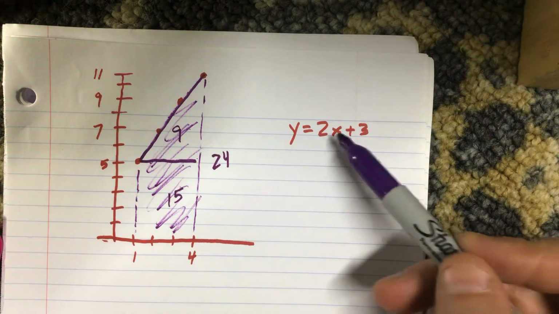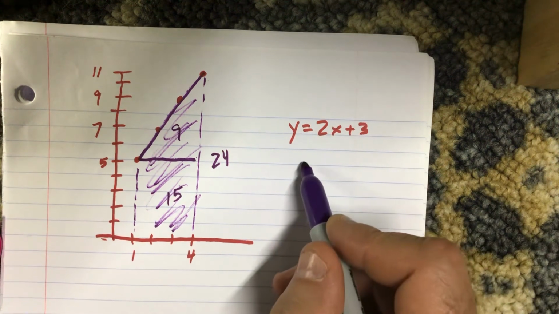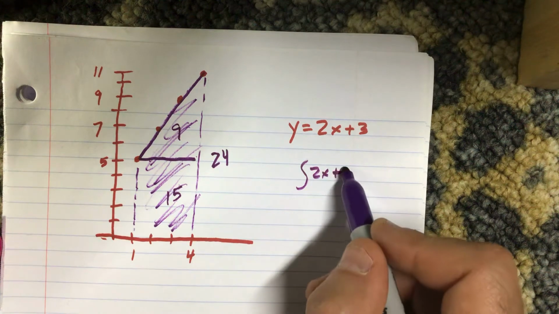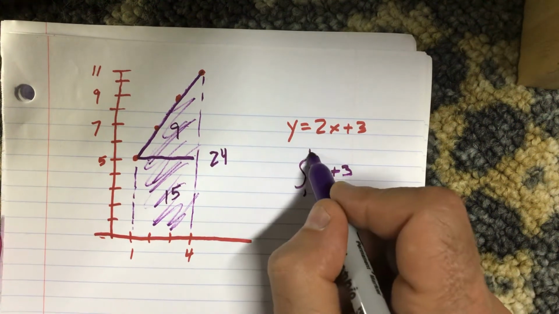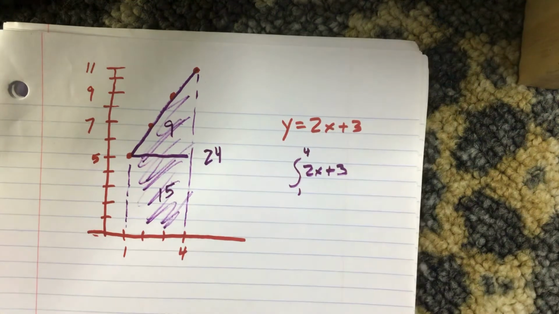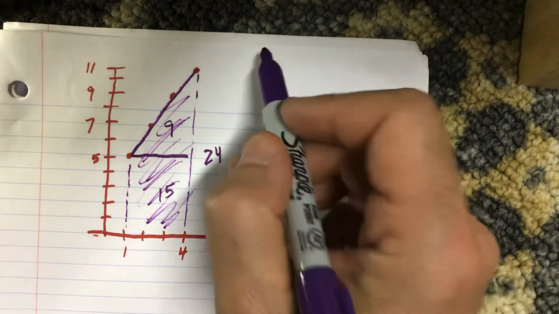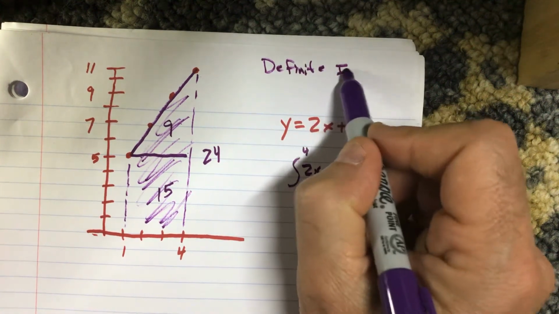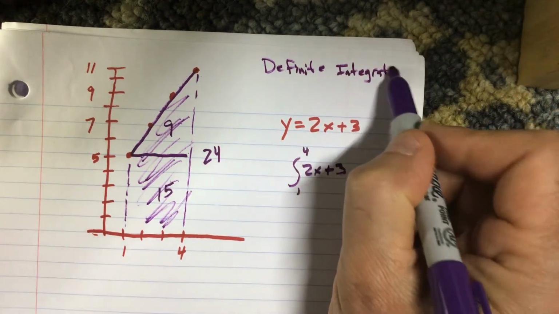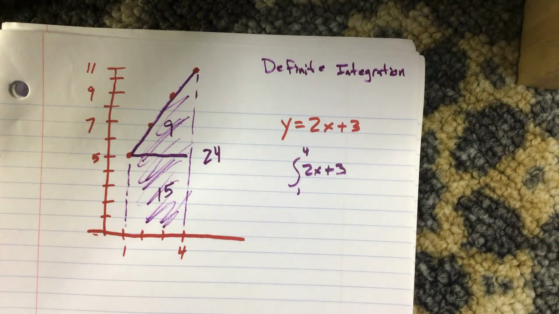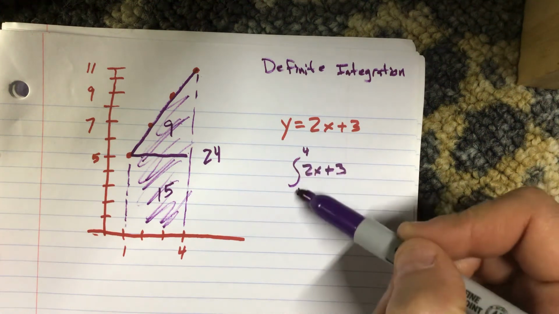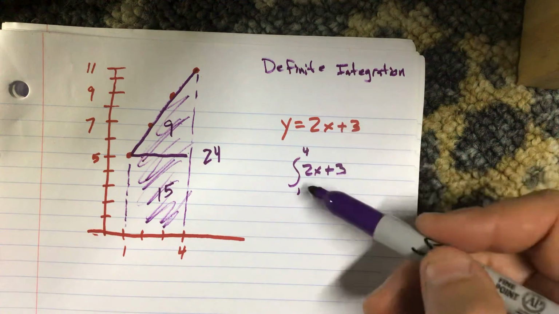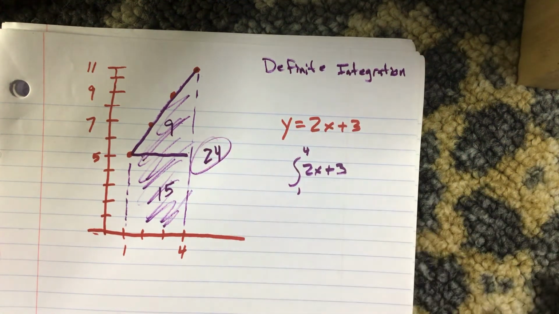So what we're saying is, if we were to integrate this function, if we would take the integral of 2x plus 3 from 1 to 4, this is called definite integration, as opposed to what we were doing previously, which was indefinite, meaning when you took the integral of a function, you got another function. In this case, because you're going to be plugging in actual numbers, when you take the definite integral, you're going to get an actual numerical value, which in this case will be 24.